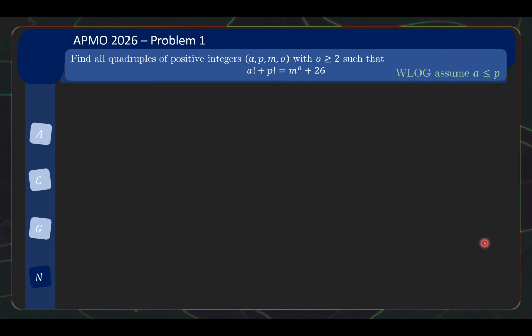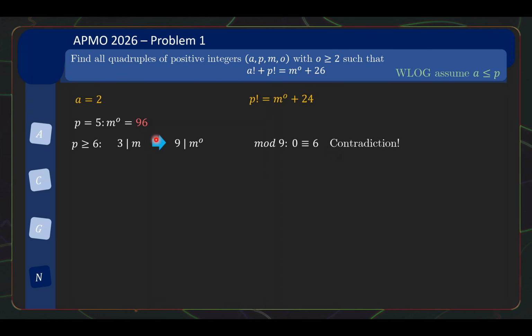And now let's take a look at A equals 2. Now A equals 2, thankfully, is very easy. You just need to apply the trick that we have been using. Firstly, if A equals 2, the equation becomes this. And P needs to be at least 5 in order to beat the 24 here. So let's start with P equals 5. In this case, you can directly see M to the O must be 96, which cannot be written as M to the O with O greater than or equal to 2.